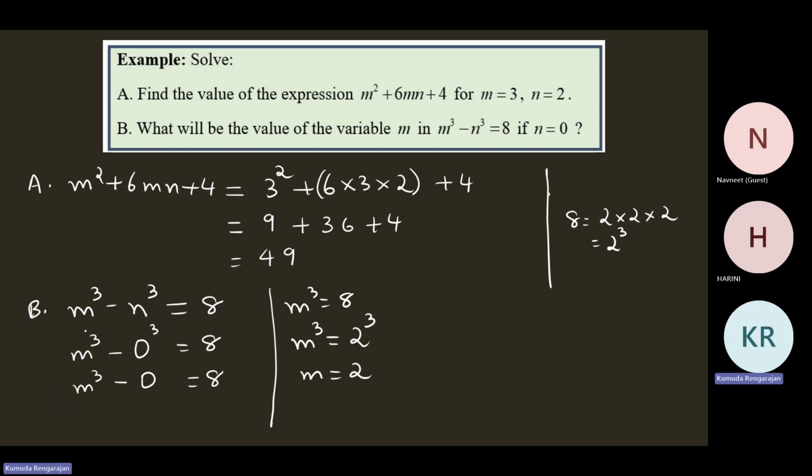I'll just repeat this. It's given that m cubed minus n cubed is 8. The value of n is 0. So take n as 0. Write the others as they are. So 0 cubed is 0 in the next step. Now minus 0 is not going to change any value, so you can just remove that in the next step. So you will have m cubed is equal to 8. 8 should be written as 2 cubed. So when you compare both the sides, m is equal to 2.